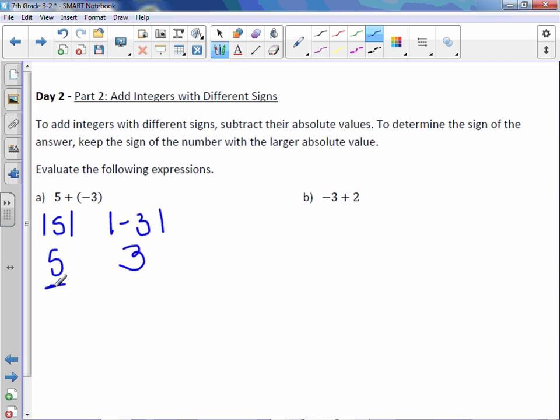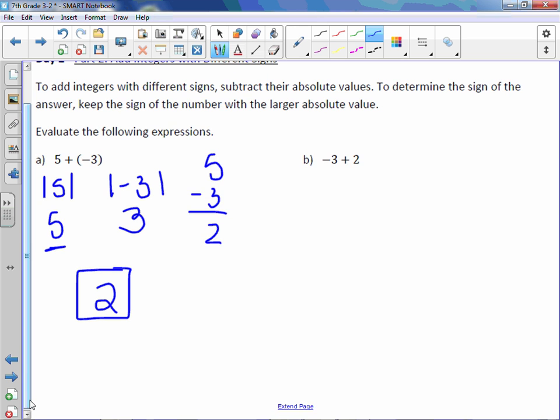5 is the bigger number, so what you do is you subtract bigger absolute value minus smaller absolute value to get 2. So I know the digit in my answer is 2. But then look at the sign of your biggest absolute value. Here's the biggest absolute value. It's positive, so the answer is positive 2.